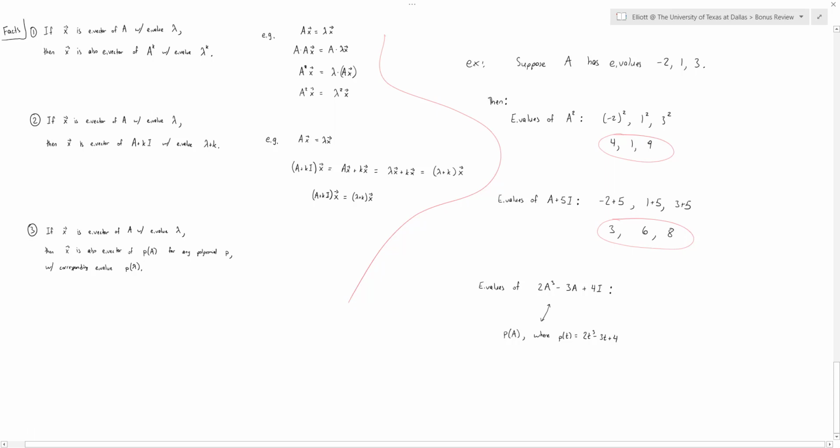So what this third property is saying is we have this polynomial in A. So the eigenvalues of that polynomial of A should be p of lambda, where lambda is one of the eigenvalues of A. So what I should do is take the polynomial associated with this expression, and take the eigenvalues of A and plug them into the polynomial. So here were the eigenvalues of A, negative 2, 1, 3, and I'm going to plug each of them into this polynomial.